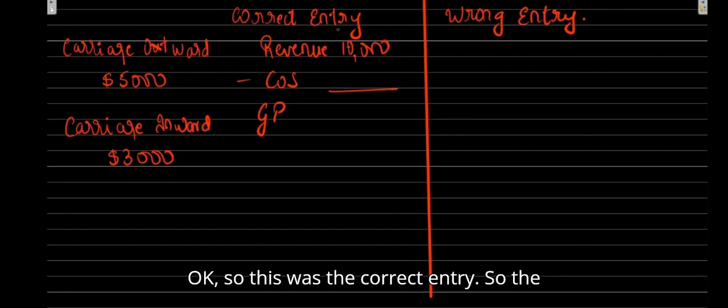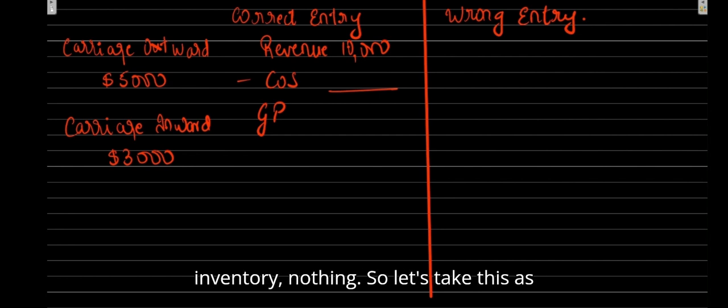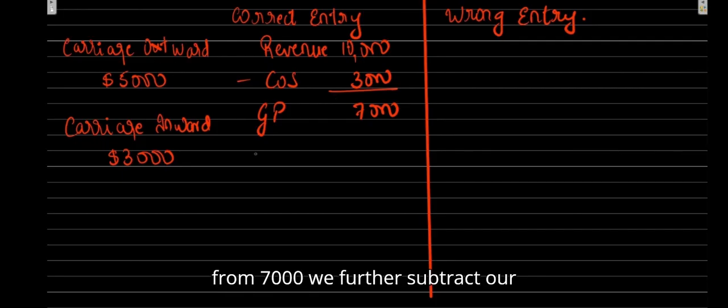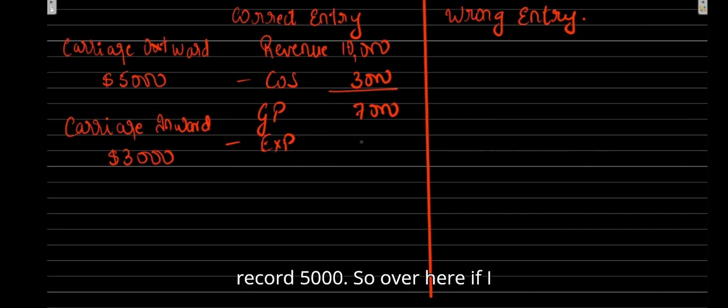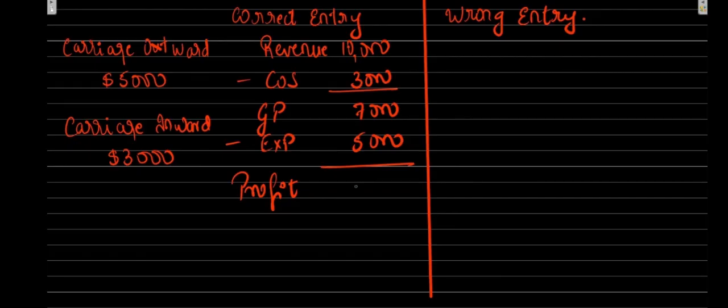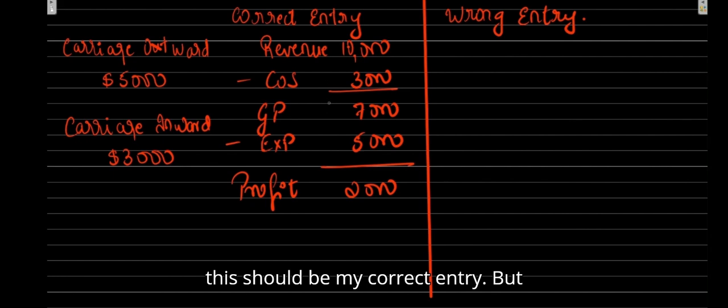So this was the correct entry. The correct carriage outward was 5000 and carriage inward was 3000. I'm assuming in my cost of sales there is only carriage inward, and no opening inventory, nothing. So let's take this as 3000. This is the correct figure. So gross profit would be 7,000, and from 7,000 we further subtract our expenses. In expenses we record 5,000. So if I am recording 5,000, then my total profit of the year would be 2,000. This should be my correct entry.